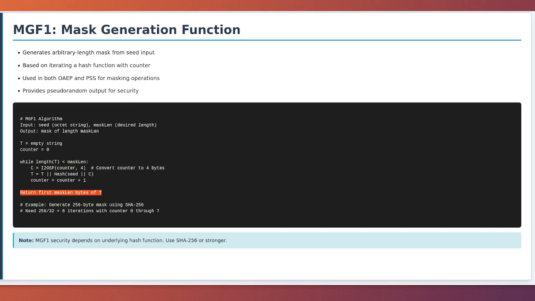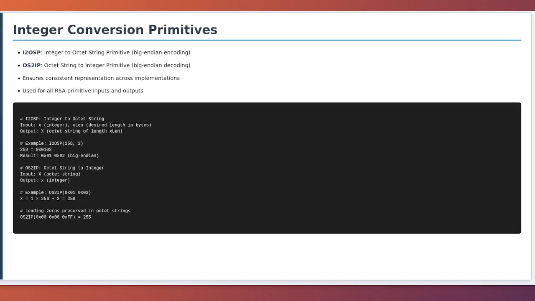The security of MGF1 depends on the underlying hash function being a good pseudorandom function. The iterative structure with the counter ensures that each block of output is derived from a unique hash input. This makes MGF1 suitable for use as a key derivation function and as the masking function in OAEP and PSS. The counter prevents an attacker from finding patterns or correlations in different parts of the mask, which would weaken the encryption or signature scheme.